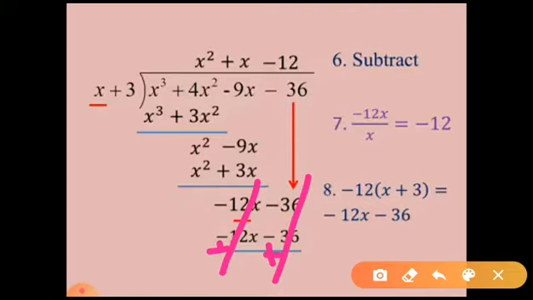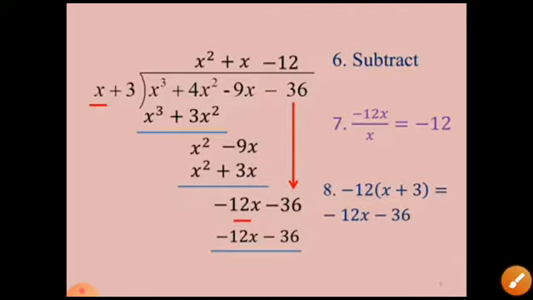So again that will be cancelled. So 0 is my remainder. Is that clear? Okay, and x square plus x minus 12 is the quotient. Hope this question is clear.